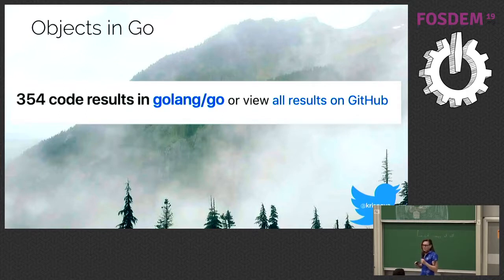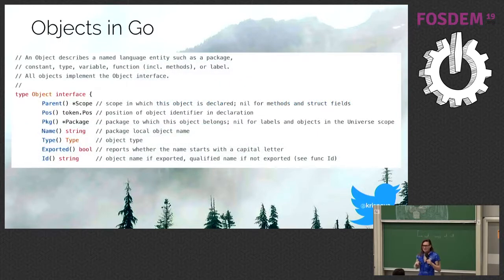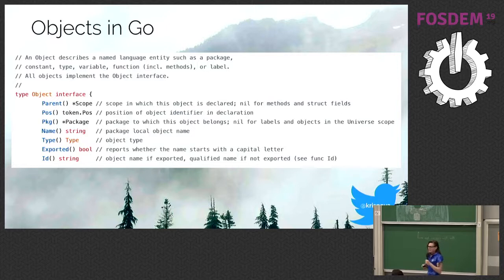I learned today, so I'm going to share. There is a really important object in Go. If you go look in golang/go, I found this one I wanted to point out. It's actually an interface. It's called the object interface. It's in the Go standard library, and it says an object describes a named language entity such as a package, constant, type, variable, or function. So literally, this is the thing that makes up the things that we write as software engineers. So there are objects in Go, but they have nothing to do with an object-oriented principle, and certainly nothing to do with objects in Kubernetes.